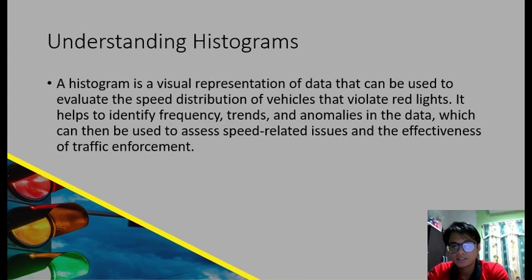Understanding the histogram. A histogram is a visual representation of data that can be used to evaluate the speed distribution of vehicles that violate red lights. It helps to identify frequency, trends, and anomalies in the data, which can then be used to assess speed-related issues and the effectiveness of traffic enforcement. The issues are the vehicle when they beat the red light, and the second one is the vehicle that stopped before the light changed from amber to red.